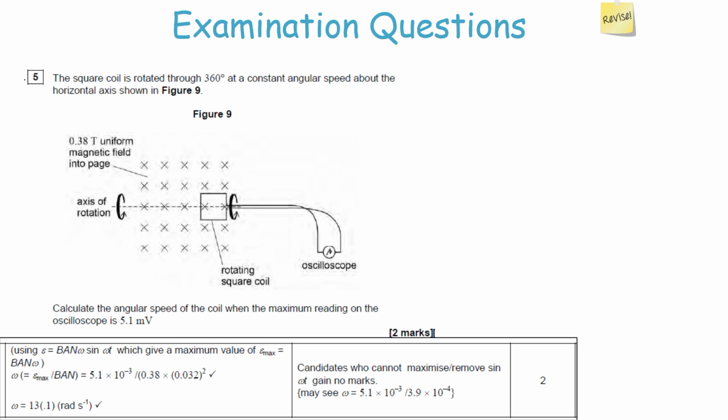Now we want to work out omega, the angular speed, so we rearrange the equation and we say EMF maximum divided by BAN is equal to omega. Then pop our values in, making sure we pay close attention to the fact that in the question we have not been given the area, we've been given the length of one side, and because it is a square you can just multiply the two numbers by each other or square them like they've shown on the mark scheme here. So we do 5.1 times 10 to the minus 3 divided by 0.38 times 0.032 squared, and work it out to be 13.1 radians per second.